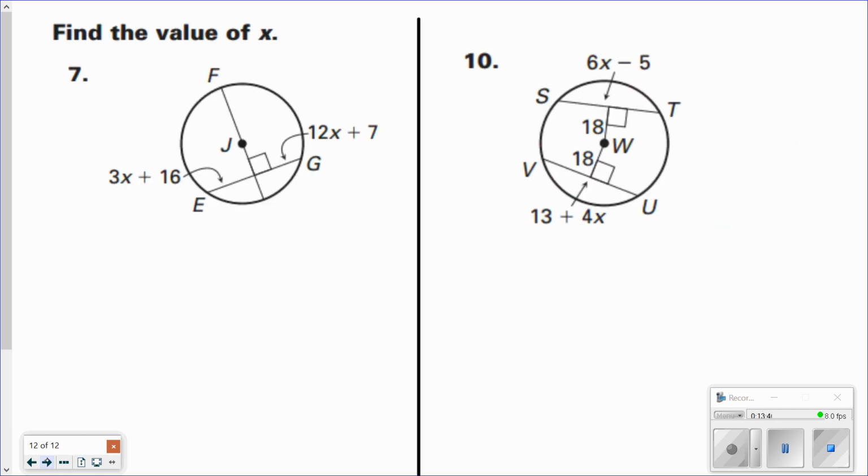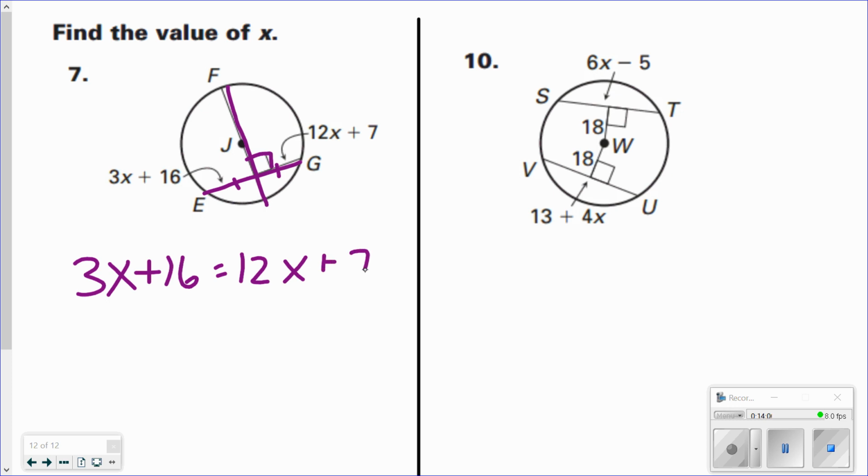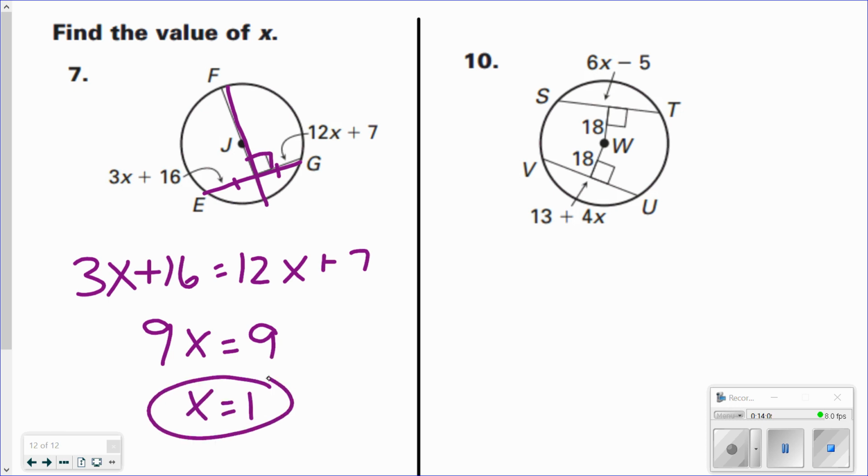Find the value of x. If I look at number 7 here, once again, I see that I have a diameter, it goes to the center, and it is perpendicular to this chord, meaning that those two segments are congruent. So I'm going to set these equal to each other. 3x plus 16 is equal to 12x plus 7. If I simplify this, 9x is equal to 9, and x then is equal to 1.